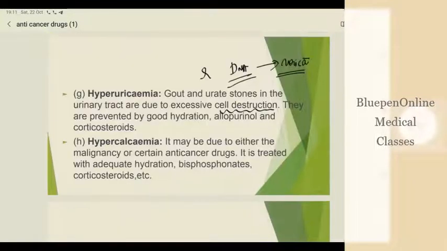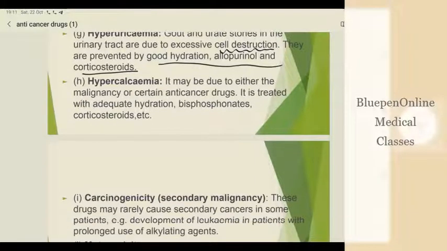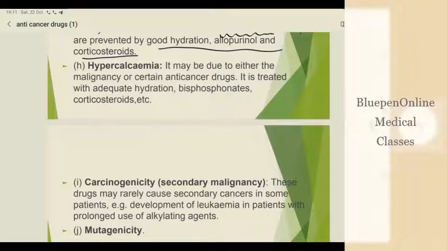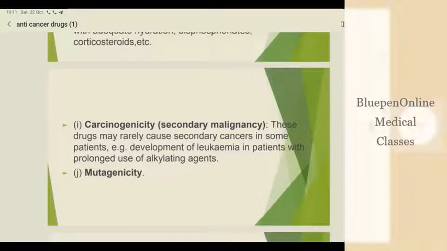Okay, this is prevented by good hydration, allopurinol, and corticosteroids. So we have already learned this in drugs for gout. Okay, next one is hypercalcemia. It's either due to malignancy or anticancer drugs. Similar treatment: adequate hydration, bisphosphonates, and corticosteroids.